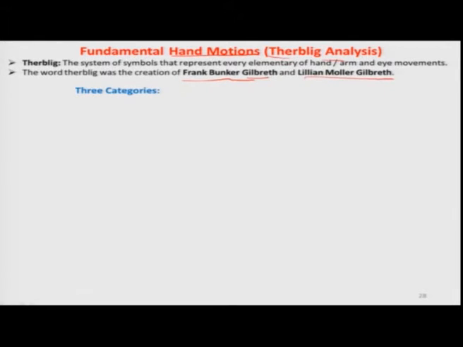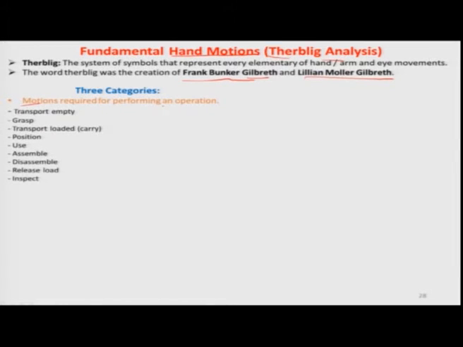There are three categories of thermalic. First is motion required for performing an operation. In this category, what are the motions required for performing an operation? Each operation will have some specific graphical symbol. Here there are a variety of motions required for performing an operation. First ones are transport empty, grasp, transport loaded, carry, position, use, assembly, disassembly, release load, inspection, etc. Here, if you are placing a paper in this box, you will have to perform various operations.